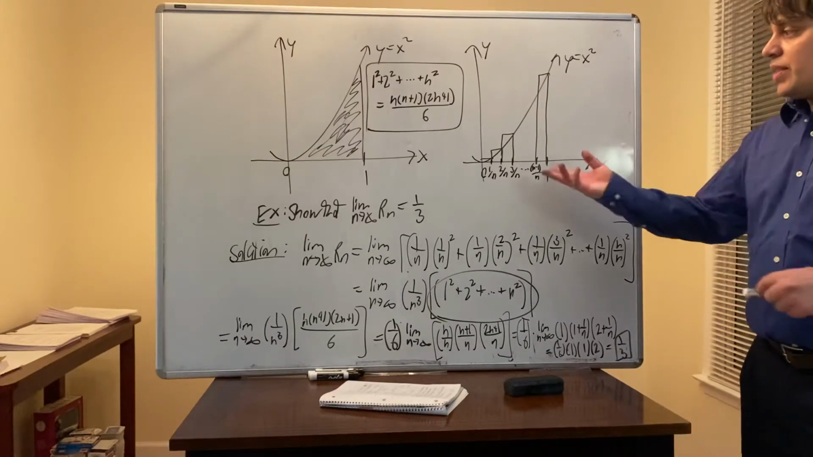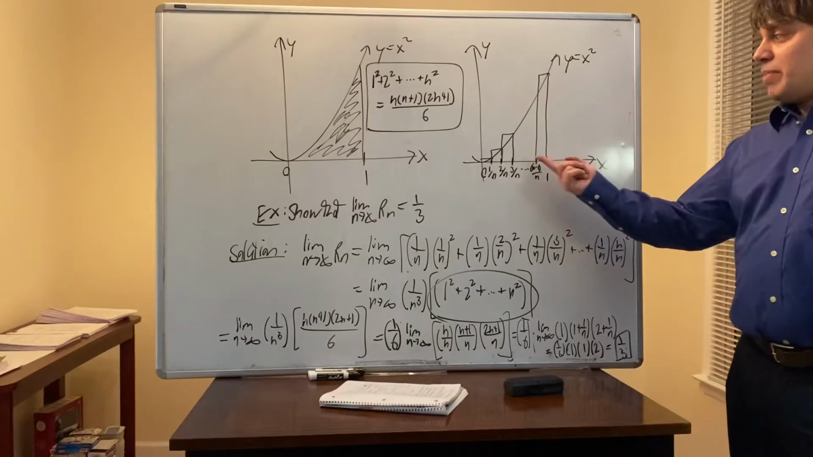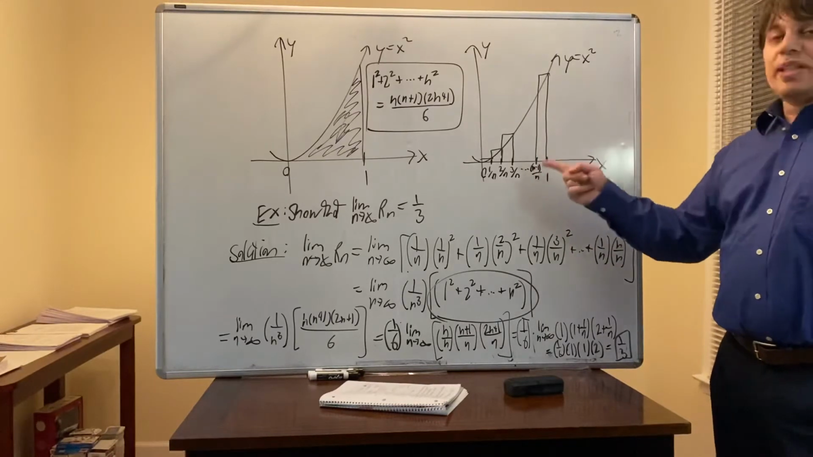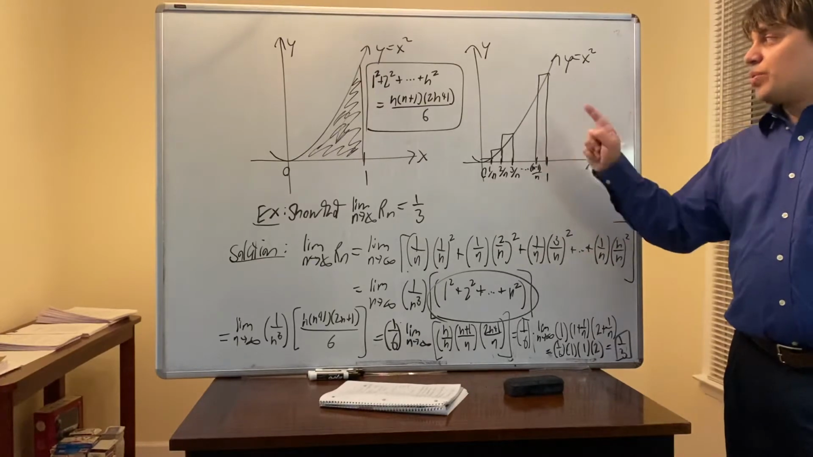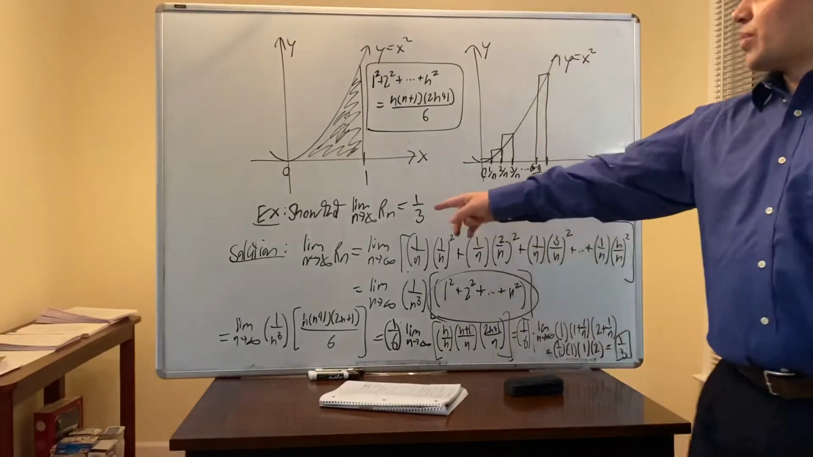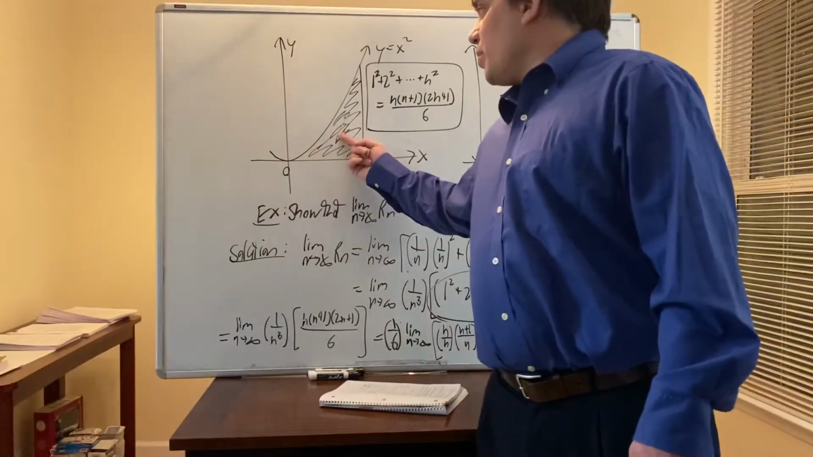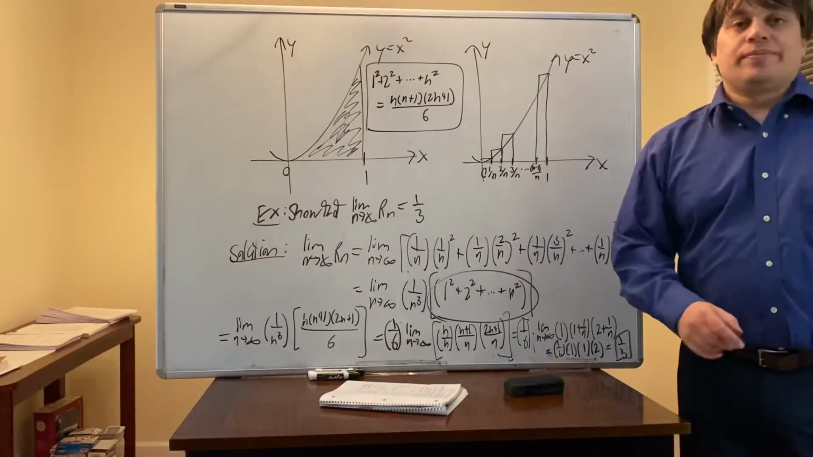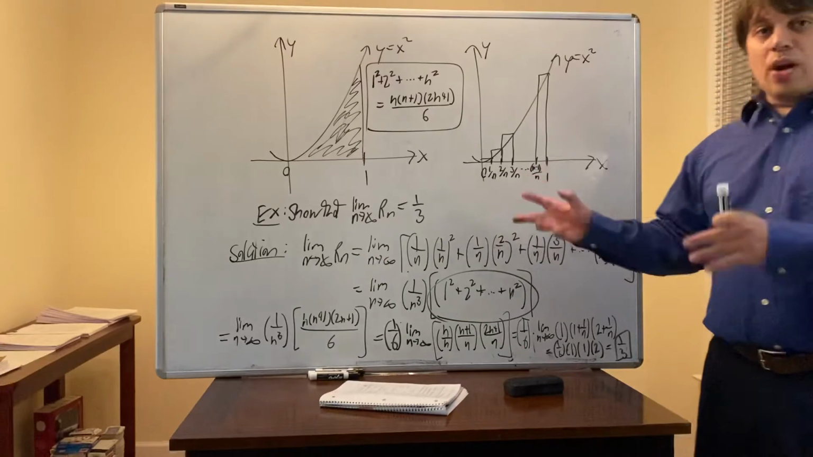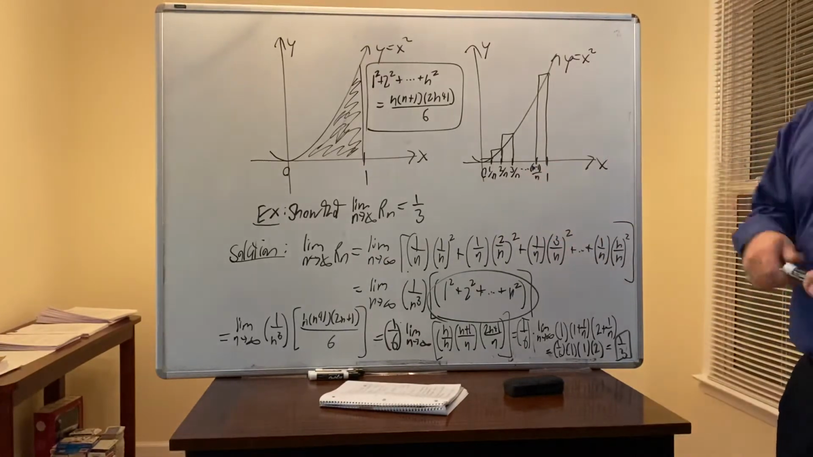Okay? And so in this example, we have actually infinitely many approximating rectangles, and we took the limit of their sum, and we got 1/3. And 1/3 is actually the actual area under the graph y equals x squared from x equals 0 to x equals 1. The area of that shaded region is precisely 1/3. We haven't gotten into why doing this gave us the actual area, but we will.